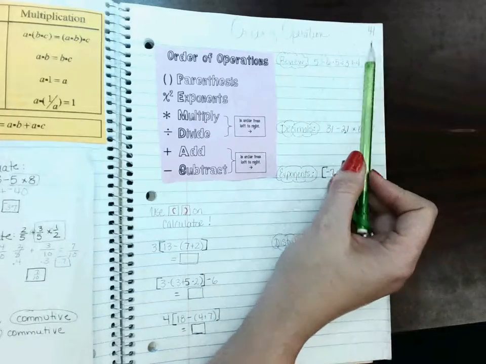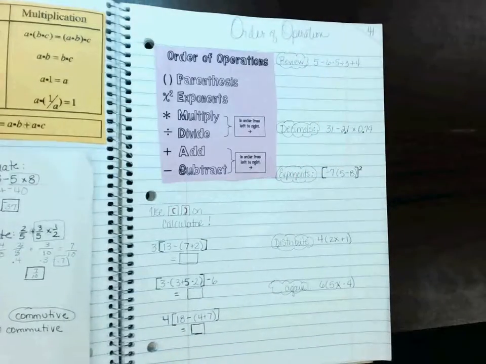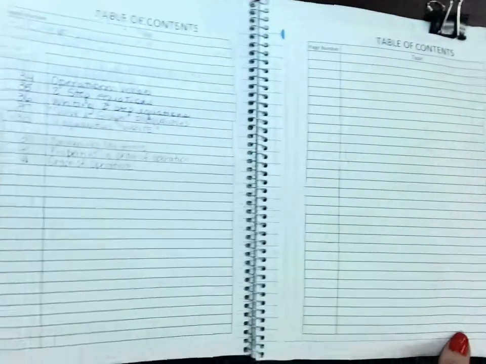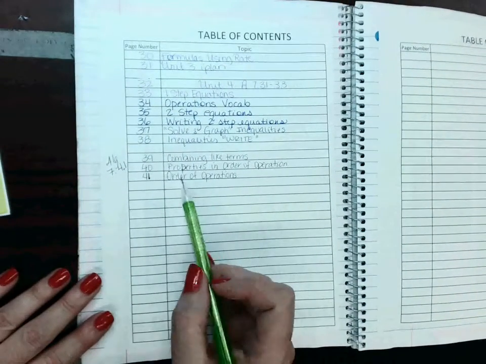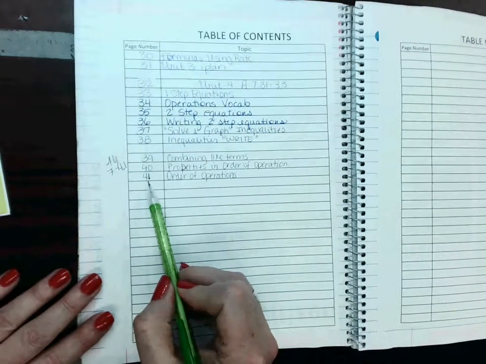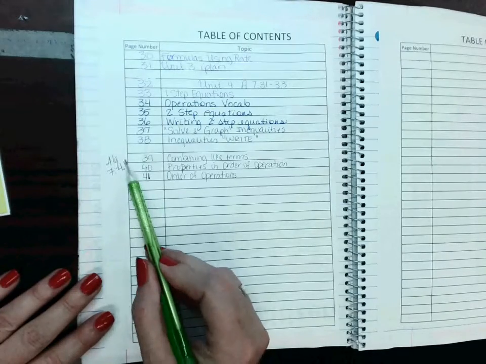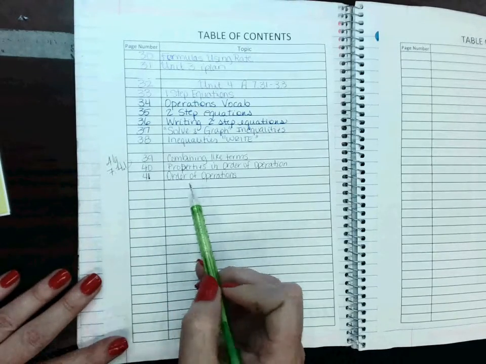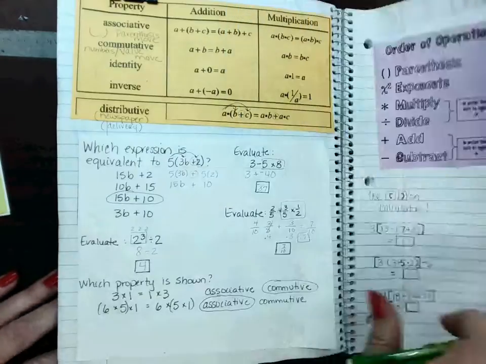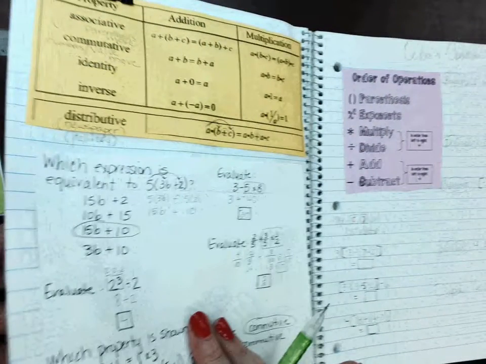This year, this is going to be page 41, which just tickles me because as you can see in our table of contents, we're doing page 41, which is standard 4.1. Aha! Order of operations. So be sure to get that into your notebook table of contents.